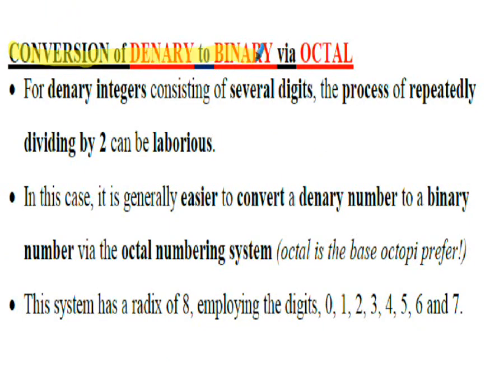Conversion of denary to binary via the base of octal. For denary integers consisting of several digits, the process of repeatedly dividing by 2 can be quite lengthy as shown on the previous slides. In this case, it's generally easier to convert a denary number to a binary number via the octal numbering system. The octal system has a radix of 8, employing the digits 0, 1, 2, 3, 4, 5, 6 and 7.